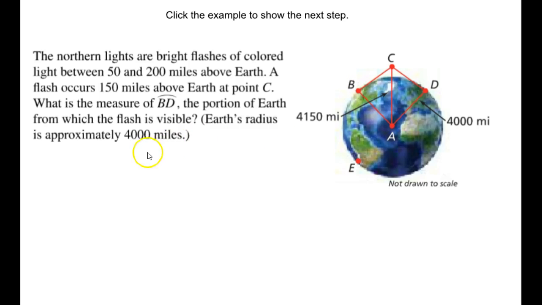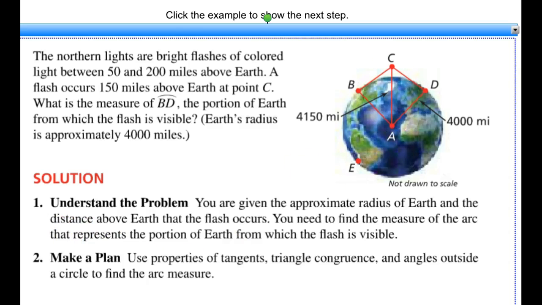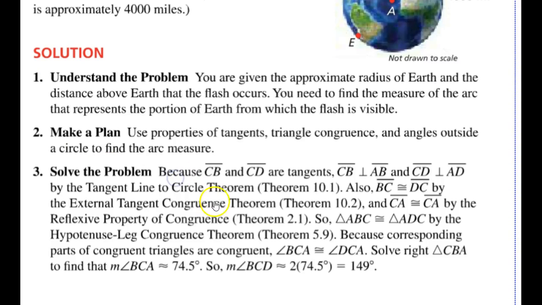So the Earth's radius is approximately 4,000 miles. If the flash happens here, I can see it from points B and D and anywhere in between. So I have to figure out how much space I can see it from. I'm given the actual height of this and the length here. So I'm going to make my plan and go with it.